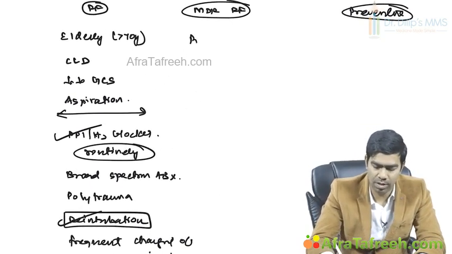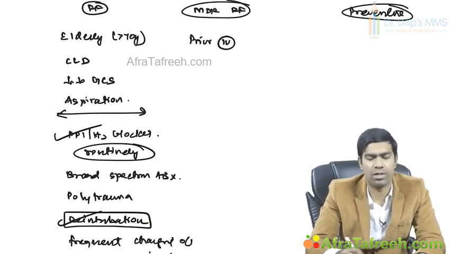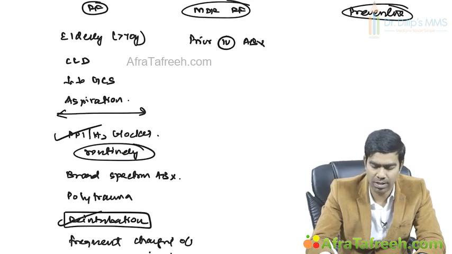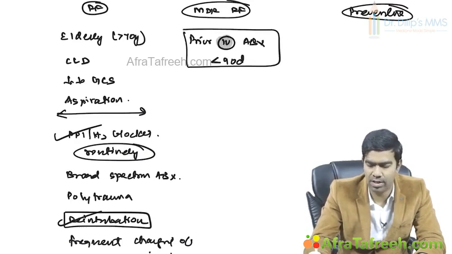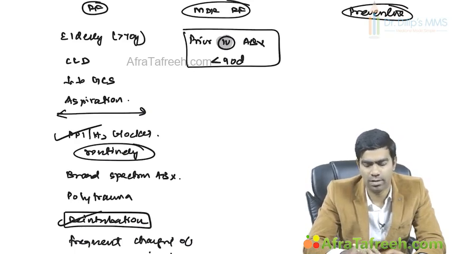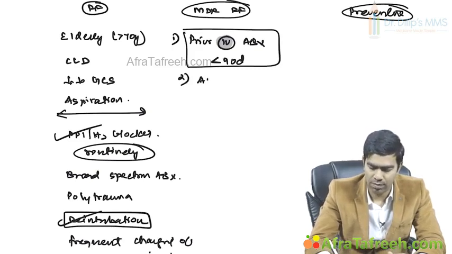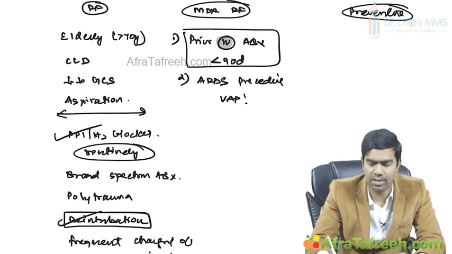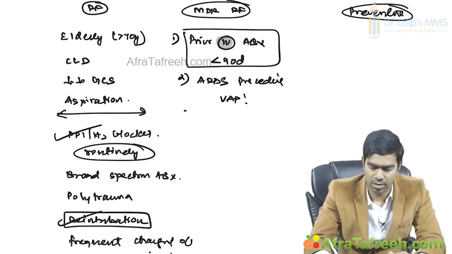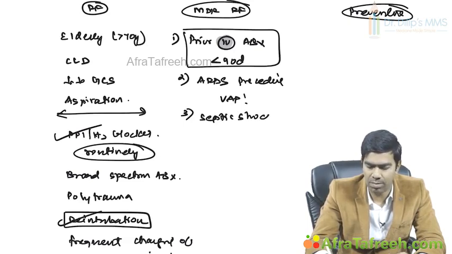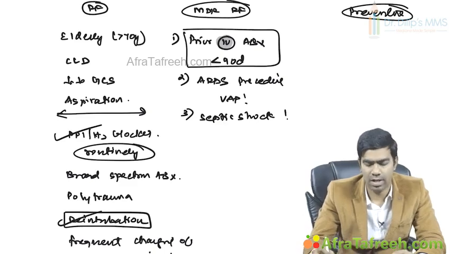Risk factor for getting an MDR organism, most important ever, is prior use of antibiotics, especially in the last 90 days, that is 3 months. Especially if you're using an IV antibiotic, it carries even higher risk. Point number 1, absolutely important. Number 2, if the patient is having ARDS preceding VAP, which means preceding ventilator pneumonia. Number 3, the patient is having septic shock at the time of diagnosing VAP, very high risk of MDR organism.